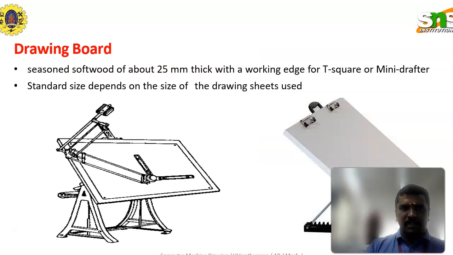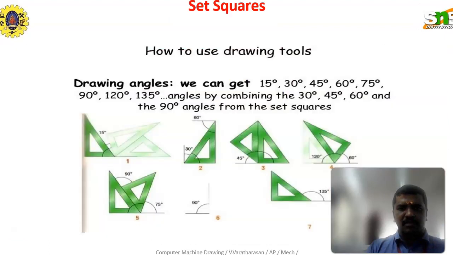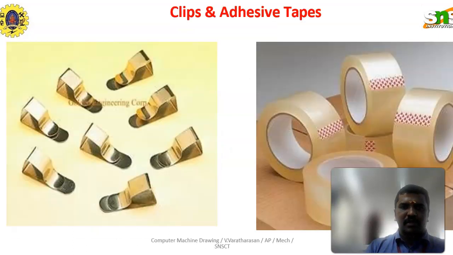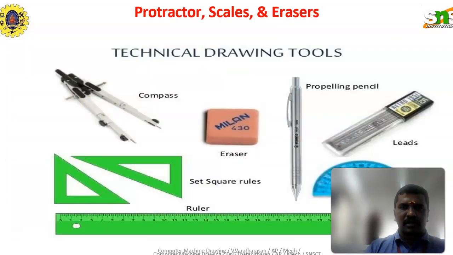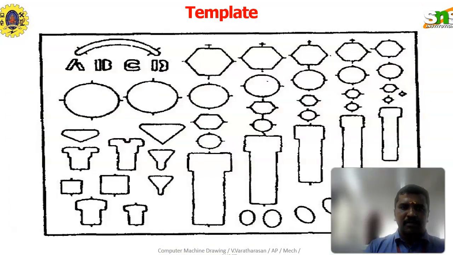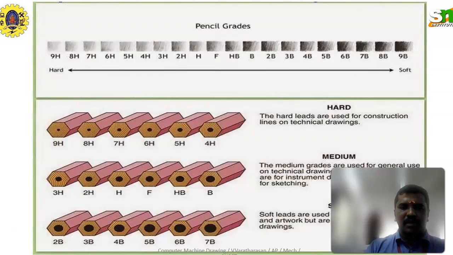One by one we saw how each and every instrument is useful for drawing: the drawing board, mini drafter, instrument box and what equipment is in it, how the set square is used, drawing tools, clips, adhesive tapes, eraser, compass, French curve, and how the template is used for engineering drawing.